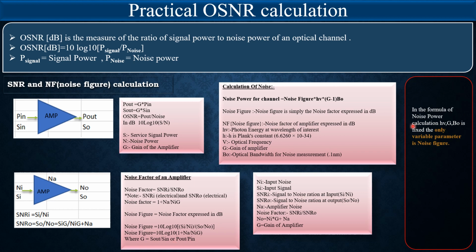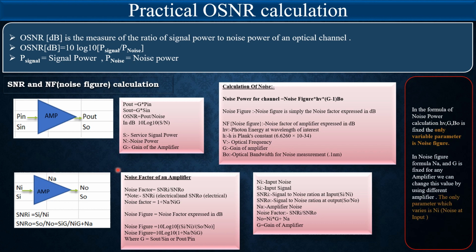So in the formula of noise power, the only variable parameter is the noise figure. You can see noise figure is the only parameter. Noise figure is 10 log 10 of 1 plus Na divided by Ni times G. The input noise power is fixed and G is fixed, so it depends upon Na, meaning the amplifier noise. So the noise power of the channel mainly depends on the noise figure of the amplifier.